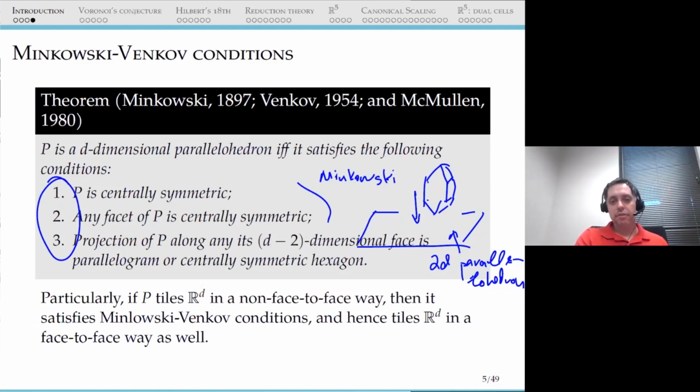One particular thing from here is that even if we are not requiring that our polytope gives a face-to-face tiling, it must satisfy these three properties, and in that case it will have some face-to-face tiling as well. That's why I put face-to-face in parentheses in the definition of parallelohedron. From now on, we will consider only face-to-face tilings, and actually there is exactly one face-to-face tiling.